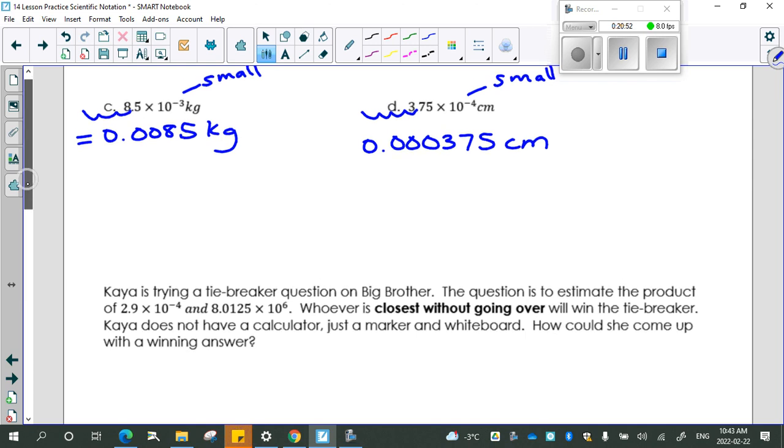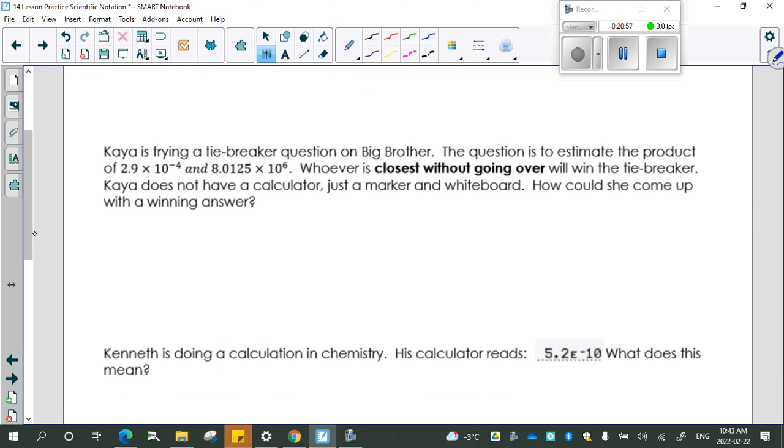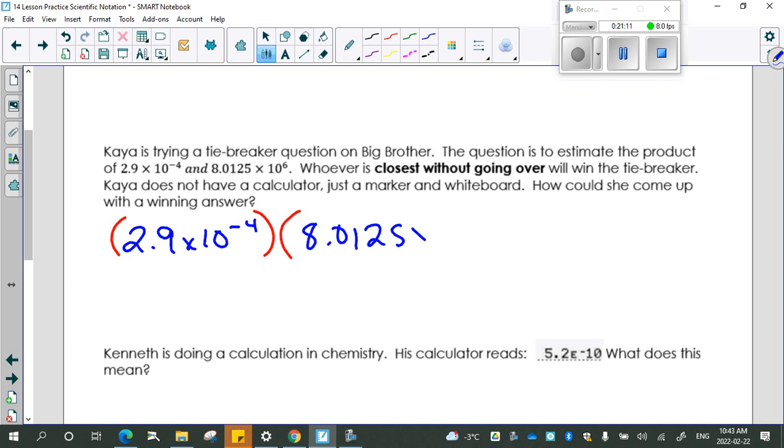Okay, so Kaya is trying a tiebreaker question on Big Brother. The question is to estimate the product, so multiplied, of 2.9 times 10 to the negative 4 by 8.0125 times 10 to the power of 6. Whoever is closest without going over will win the tiebreaker. Kaya doesn't have a calculator, just a marker and a whiteboard. How could she come up with a winning answer? We kind of went through this a bit in the video.